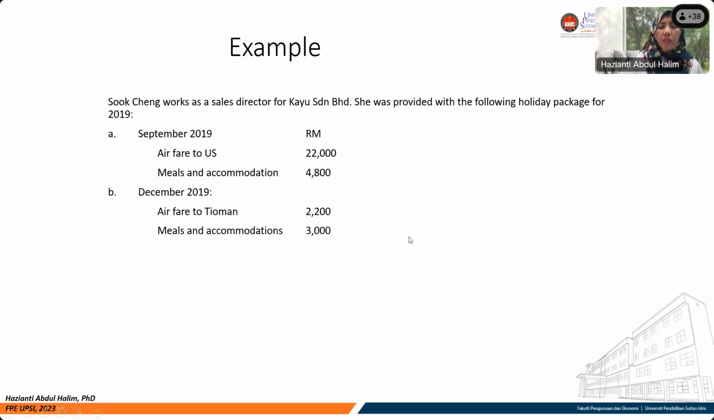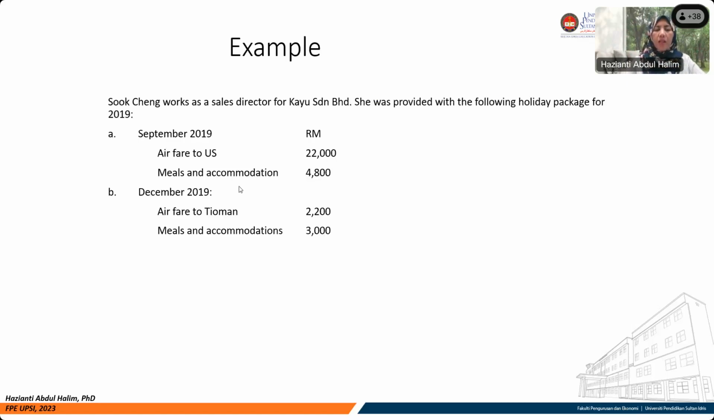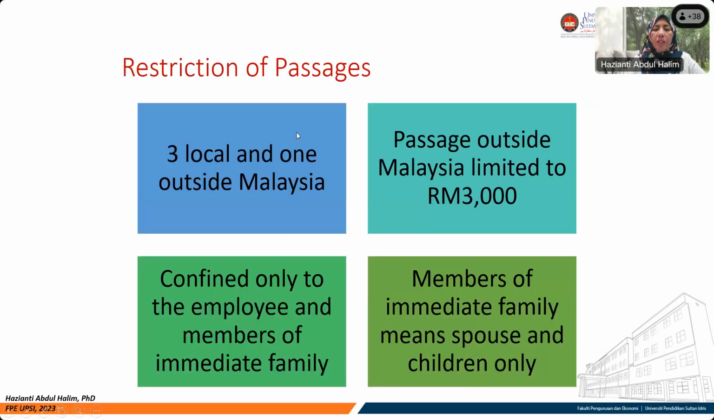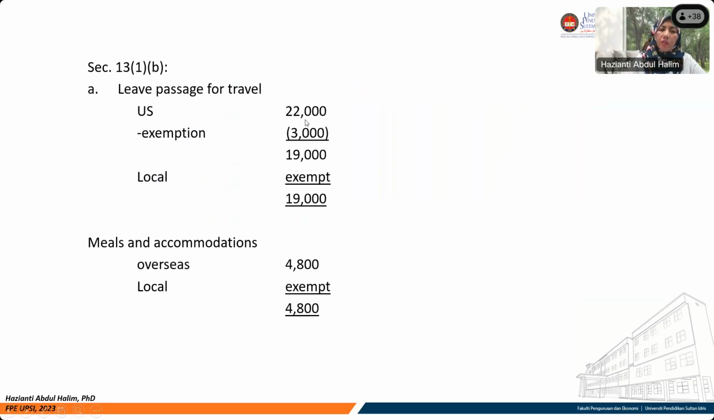Alright, so kita nak tengok tadi because we know pergi local 3 kali, pergi overseas sekali. So here dia ada satu local, satu overseas. Alright, so let's look at US. So dia ada 22,000. Kita total airfare, tambang dia sahaja 22,000. Dia dapat exemption 3,000. Yang ni tadi lah. Outside Malaysia limited to 3,000. So tolak 3,000, exemption dapat 19,000.